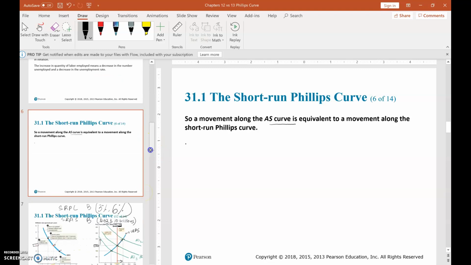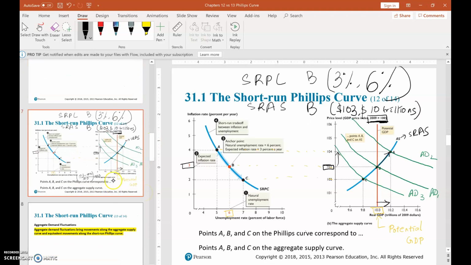So let's take a look at this graph here where I have the aggregate supply curve, or the short-run aggregate supply curve, on the right and the short-run Phillips curve on the left. Look at the price index. The initial price index for 2009 is equal to 100. That is given to me.